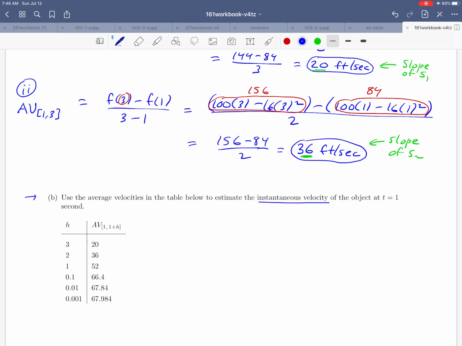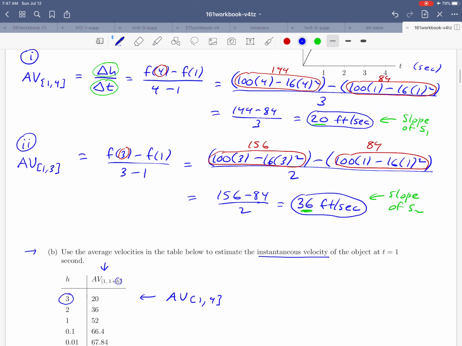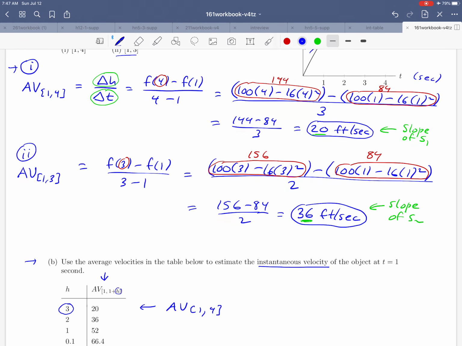The thing that I want you to notice about the table is that what you're seeing in the second column is a bunch of average velocities. For example, in the first row, h is equal to 3. If you take that value of h and substitute it in here, what you're really going to get is the average velocity on the interval from 1 to 1 plus 3, which would be 4. Notice that that average velocity is what we calculated up here in part A. We got an answer of 20, and so our table is confirming the answer that we already got.